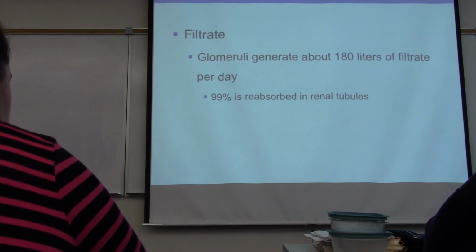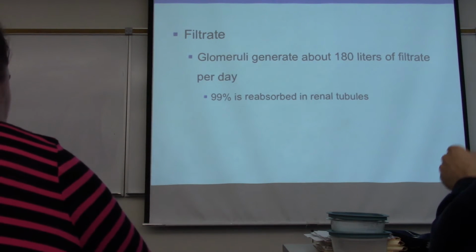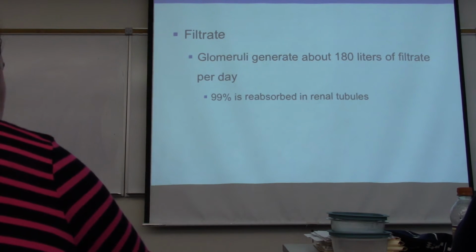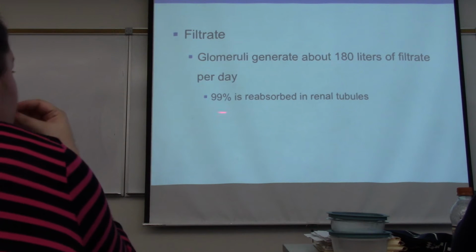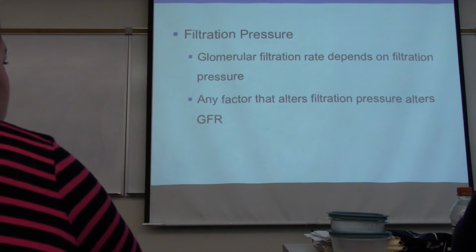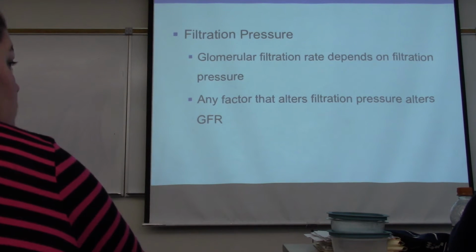So think about this. 125 cc's a minute comes out to be about 180 liters, 180 quarts of filtrate a day. We're going to reabsorb 99% of it. This filtration pressure we just talked about: any factor that changes any of those pressures is going to change your GFR, your glomerular filtration rate.